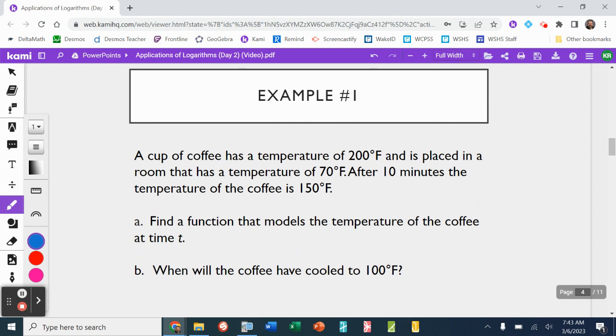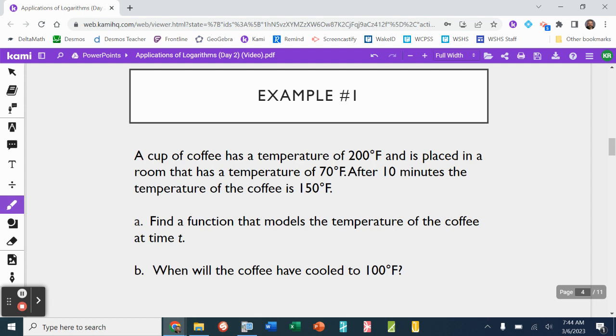So a cup of coffee has a temperature of 200 degrees Fahrenheit and is placed in a room that has a temperature of 70 degrees Fahrenheit. After 10 minutes, the temperature of the coffee is 150 degrees Fahrenheit. A, find a function that models the temperature of the coffee at time t. B, when will the coffee have cooled to 100 degrees Fahrenheit?